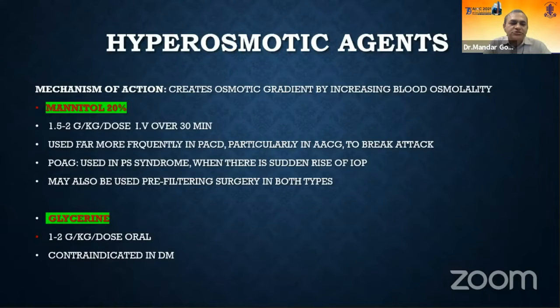The hyperosmotic agents like mannitol and glycerin, these are primarily used in acute stages. They reduce the osmotic gradient by increasing the blood osmolality. And they are more frequently used in the angle closure type, more frequently in the acute stage to break an attack. In POAG, sometimes they may be used in a situation like the Posner-Schlossman syndrome, where you have acute rise in intraocular pressure. Also, they may be used before a filtering surgery.